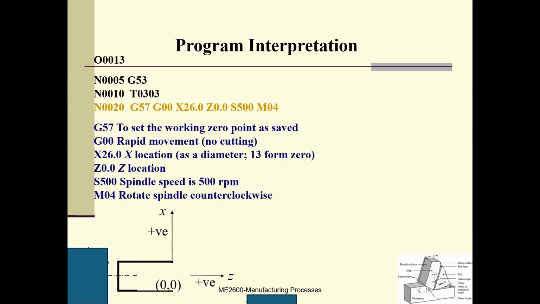And S500, S is the spindle speed, right? Spindle speed is specified as 500 RPM. M04, and rotate the spindle counterclockwise. So this is this statement, and this is the interpretation of this statement.